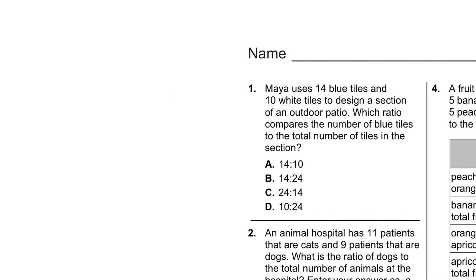Okay, now we're back. The solution is for the blue tiles to the total number of tiles in the section. I need to write down blue to total. That's the key word here, to. So I'm going to look for wherever it says blue, here 14 blue, I'm going to write down 14. To could be a colon, like this.